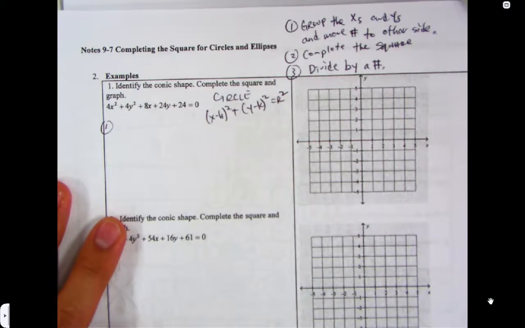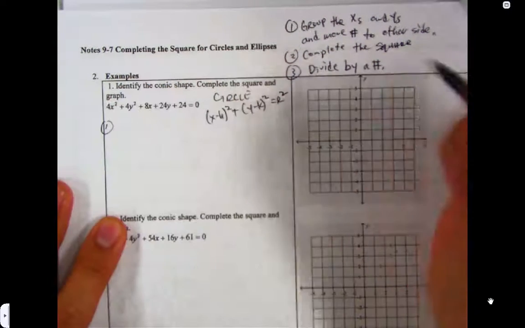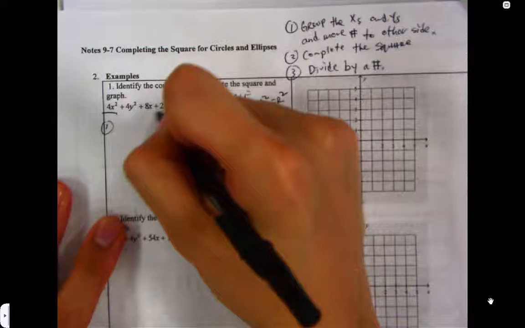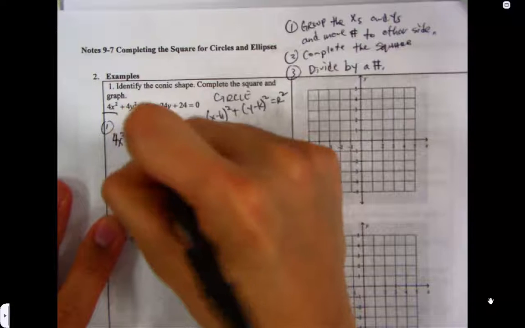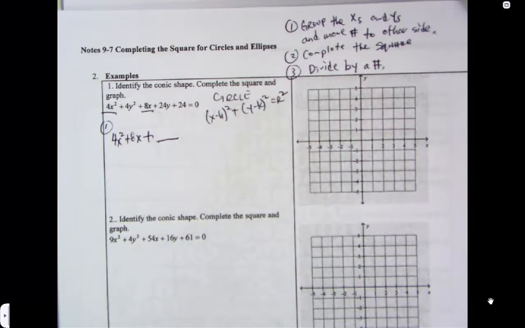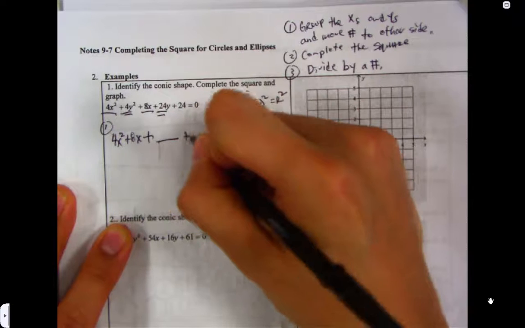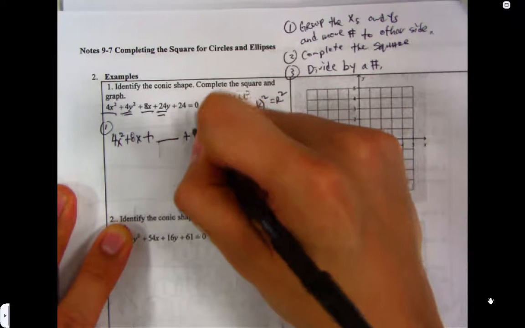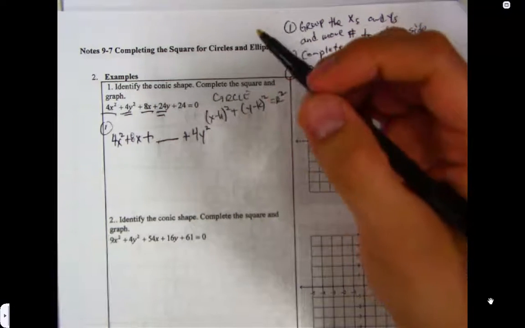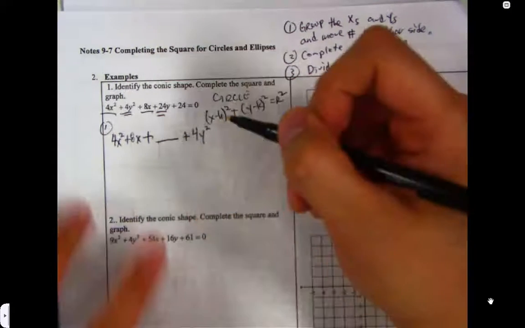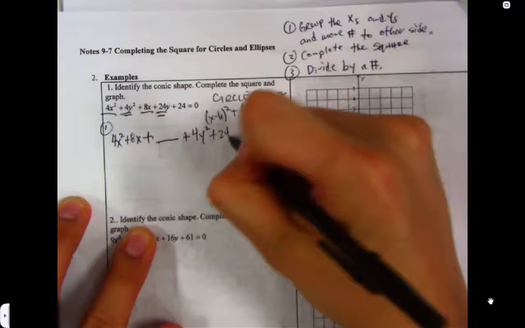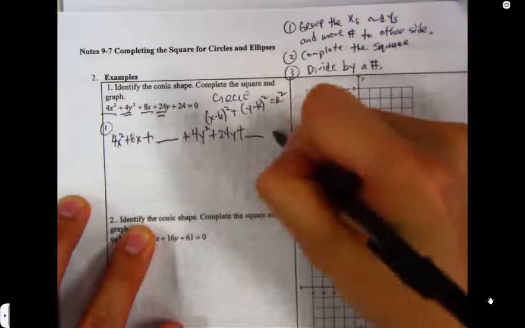Alright. So example 1, I'll show you how to do that. Group the x's and the y's. This is what I mean. The x's are here, so I'm going to write that first. 4x squared plus 8x plus something. And then I'm going to underline the y's. Plus. Okay. I notice a lot of you guys, when you write the 4y squared, you don't write the plus. Make sure you write the plus there. Okay. Plus 24y plus equals.